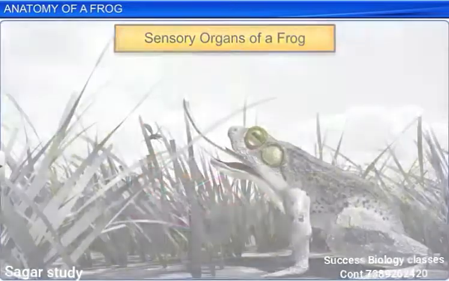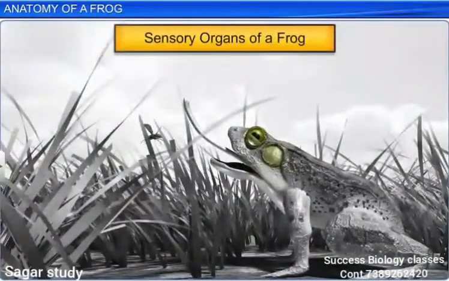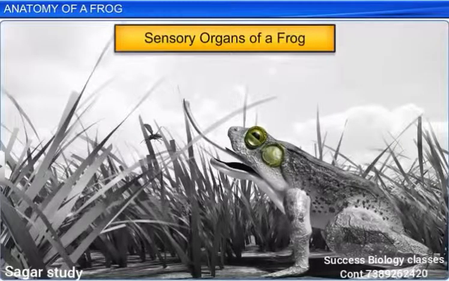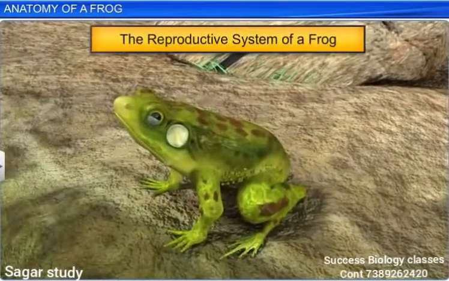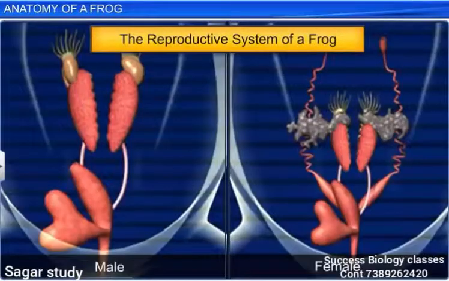The eyes are simple and are situated in the orbit of the skull, and behind each eye is a tympanum that serves as a hearing and a balancing organ. Finally, let's learn about the reproductive system. Frogs are unisexual animals with well-developed male and female reproductive systems.